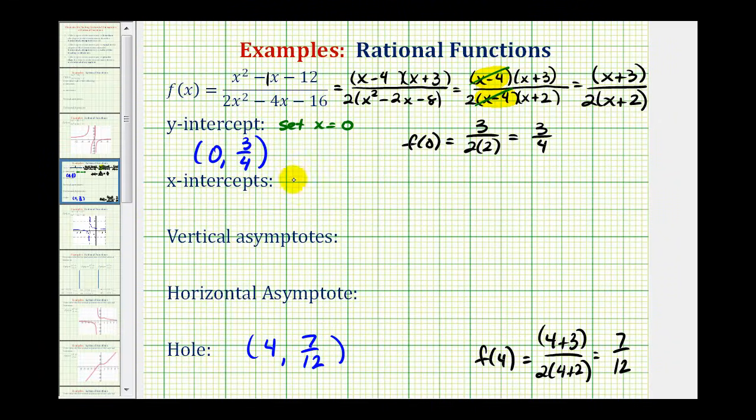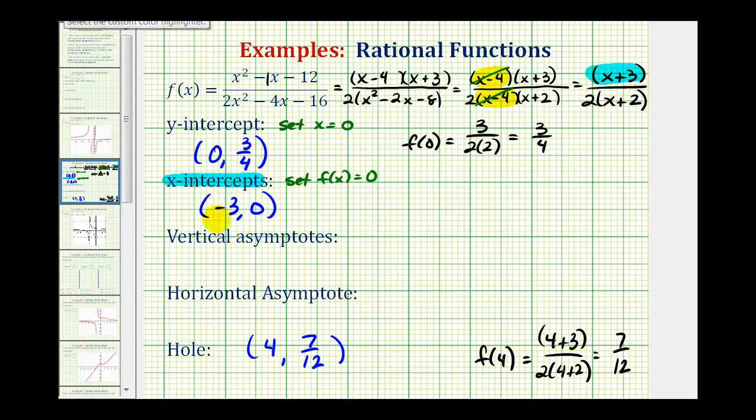Now to determine the x-intercepts, we set y, or f of x, equal to 0. And again, we're going to use the simplified function. And because we have a rational function, this function is only going to equal 0 when the numerator is equal to 0. Notice the numerator will equal 0 when x equals negative 3. Which means our x-intercept is the point negative 3, 0. Notice if we did not use the simplified function, we would make the mistake and assume there would be an x-intercept when x equals 4, but there's not going to be because the function is undefined at 4 and there's actually a hole in the function. That's why we have to use the simplified function.